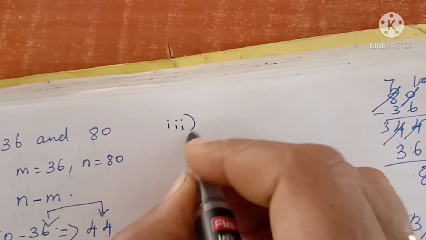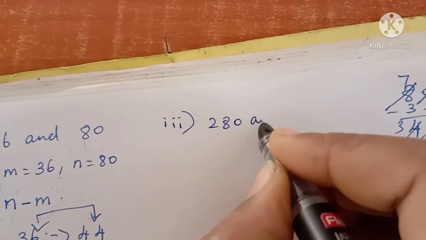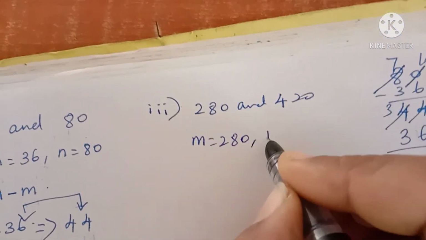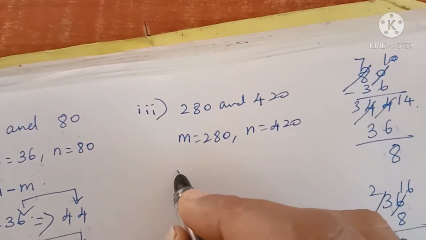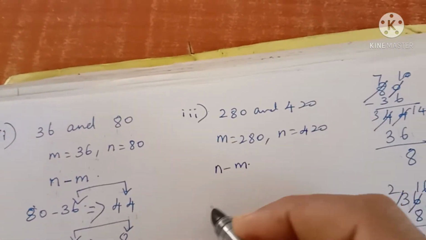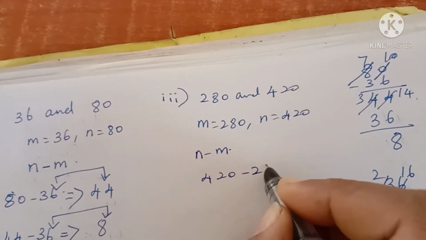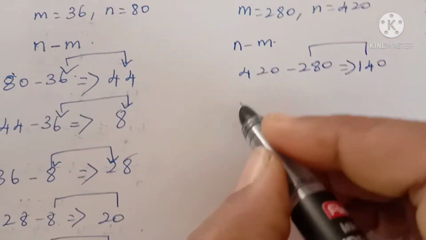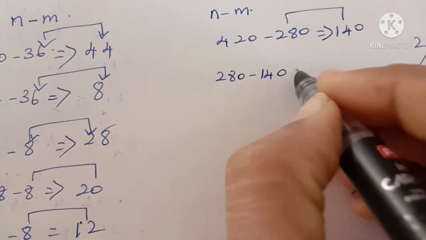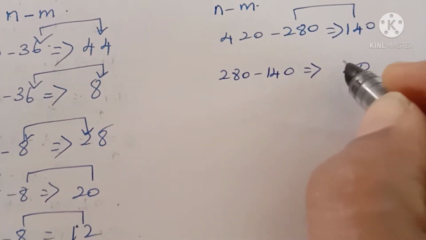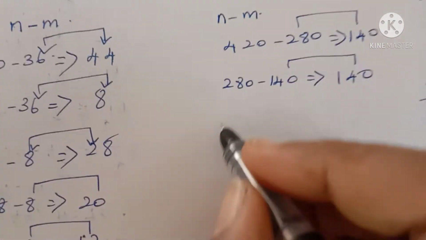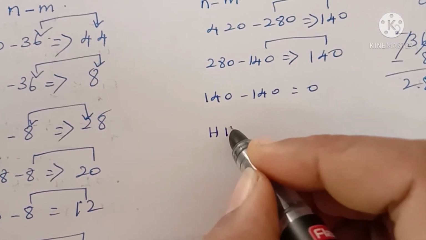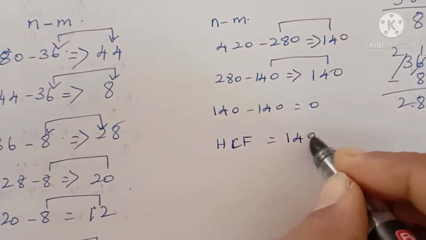Then the third one, 280 and 420. M is equal to 280, N is equal to 420. Therefore, N minus M. 420 minus 280, which is equal to 140. Then 280 minus 140 is equal to 140. Then 140 minus 140 is equal to 0. Therefore, HCF is equal to 140.